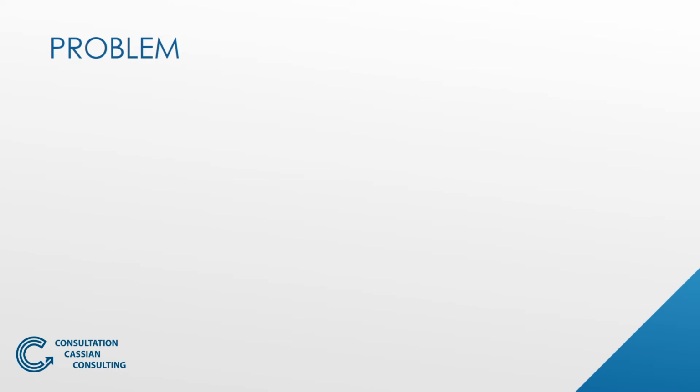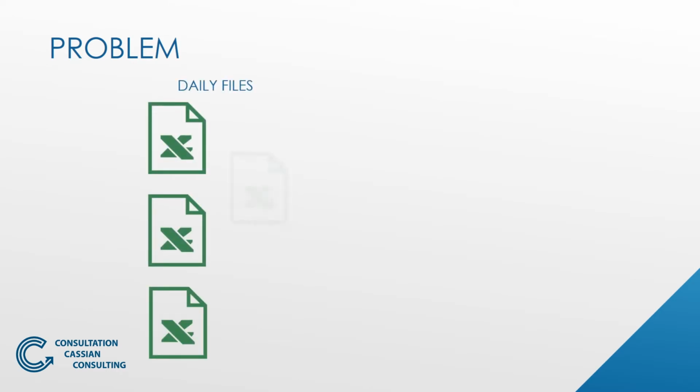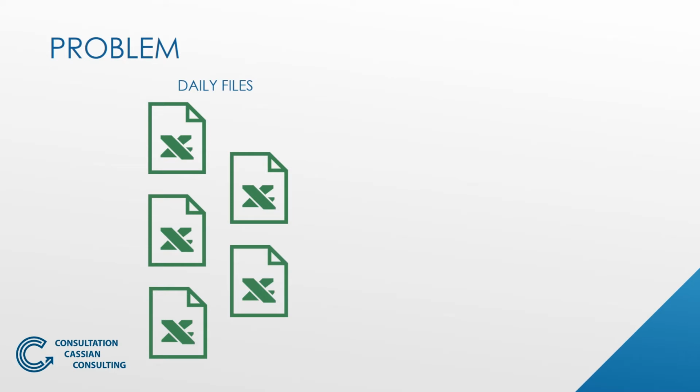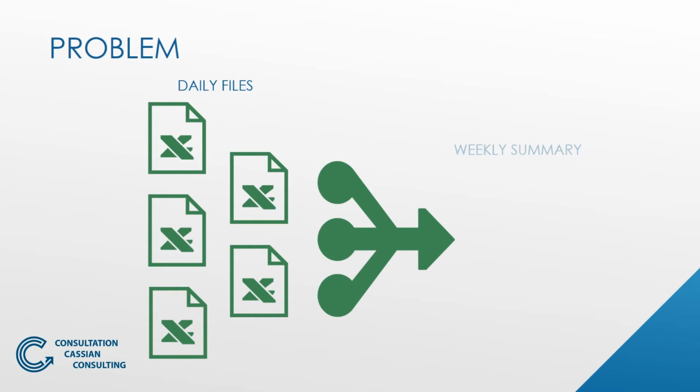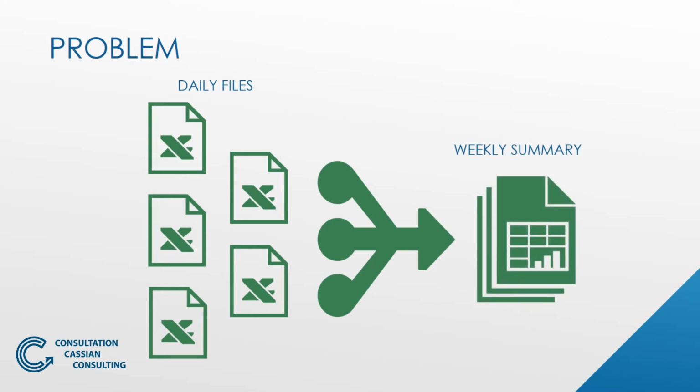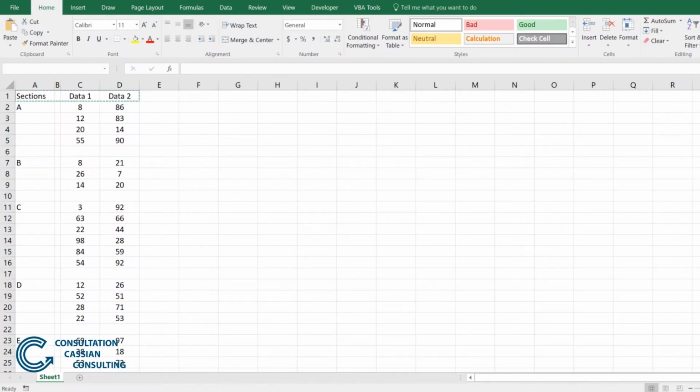So let's start by explaining the problem we will be working on. We're going to use a simple example of summarizing data coming from files that are produced on a daily basis. We want to summarize the data per day and per week. Let's look at the source file and evaluate the challenges that we are going to face.